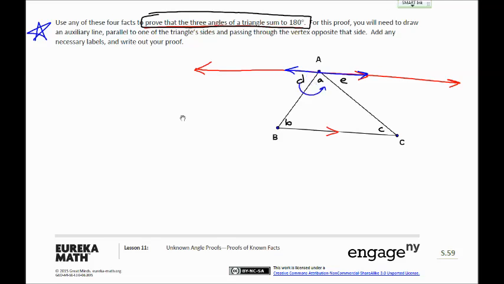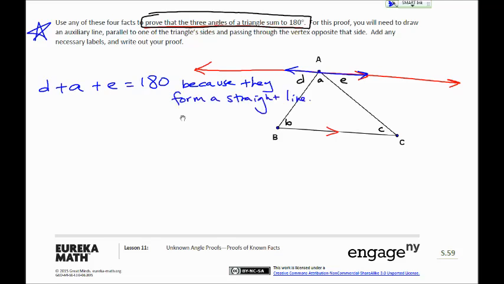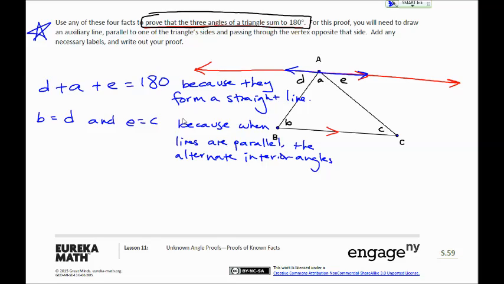And that really is the gist of our proof. So let's go ahead and start. I will start off by saying D plus A plus E equals 180 because they form a straight line. All right, I will next use the parallel lines and the alternate interior angles to say that B must be equal to D and E must be equal to C, because when lines are parallel, the alternate interior angles have equal measure.